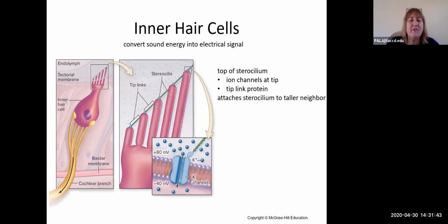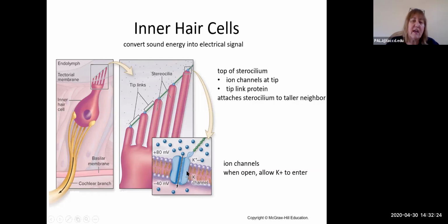So this is a close-up of the tops of the stereocilia. And on the top of each one, do you see this little blue dot? This little blue dot represents an ion channel right here. And the ion channel of a shorter stereocilium is connected to its taller neighbor by a protein called a tip link. So it links the tip of a short stereocilium to its next taller neighbor, all the way up to the kinocilium.